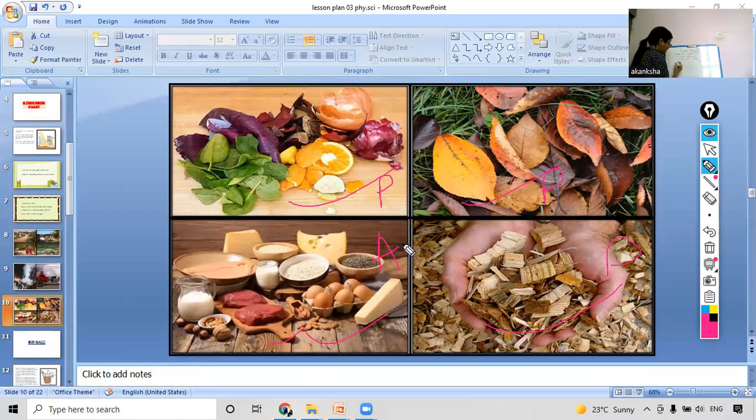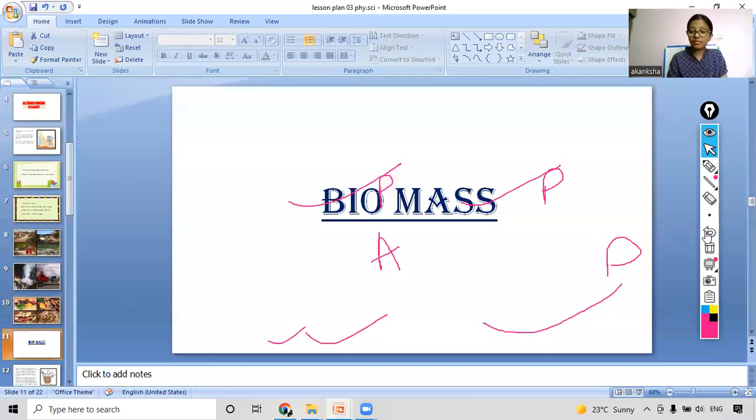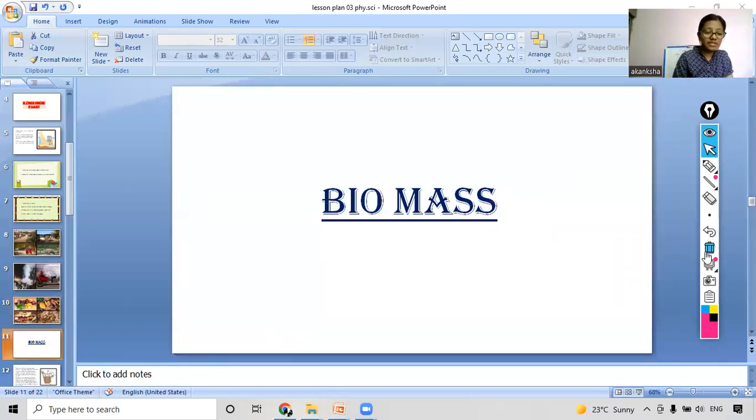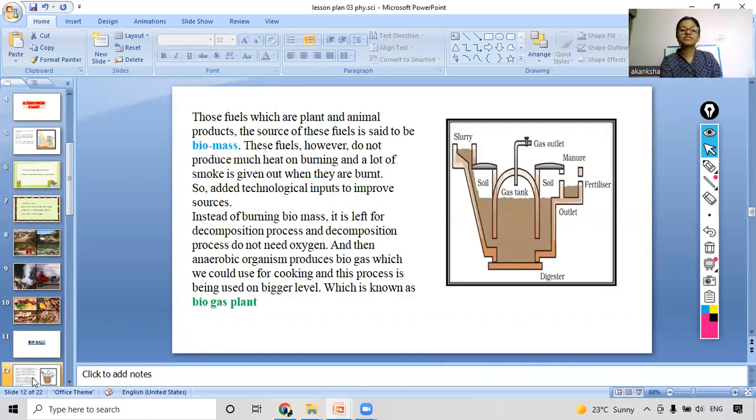Yes, you all are right. The biomass gas. We get the biomass gas. Yes, very good. So now we will move ahead and see how we are producing this biomass gas and how this biomass gas is helpful to us, right? So yes, this is the biomass gas. Now let's see some more details about it. Like we saw earlier the structure of the hydroelectric power plant, now we'll see the biomass plant structure.